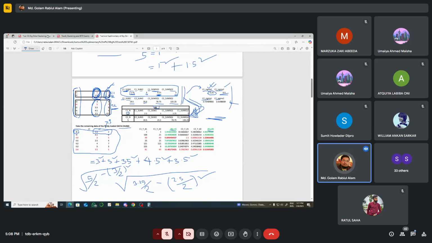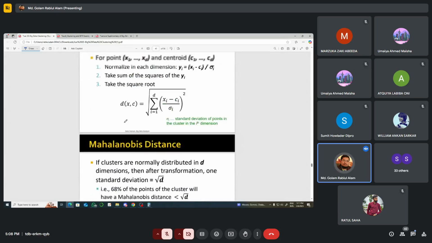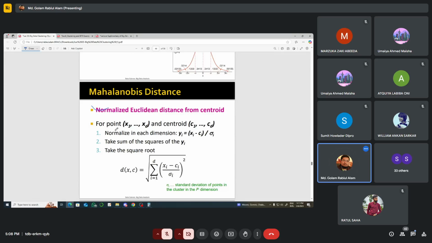In our last class, I also discussed the Mahalanobis distance formula. If we consider a data point, this is our P, and then a centroid, that is a cluster center, say C1. For each and every centroid we usually have the dimensions, and for each point we usually have the dimensions. Now we want to find the distance from P to C1.